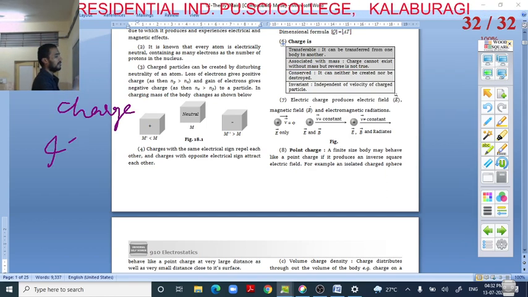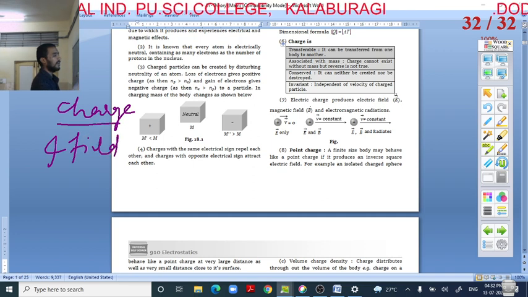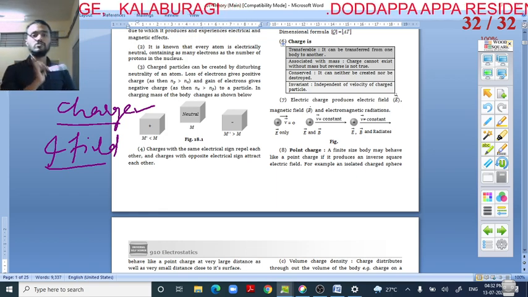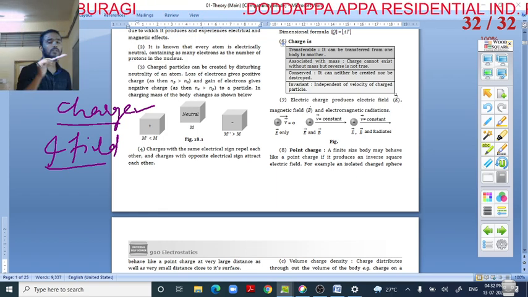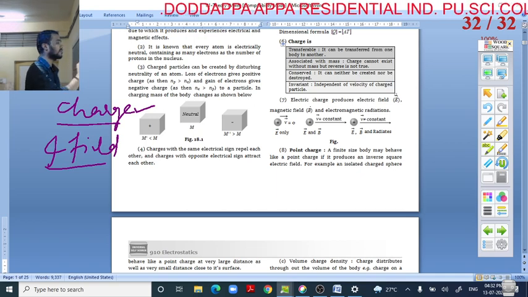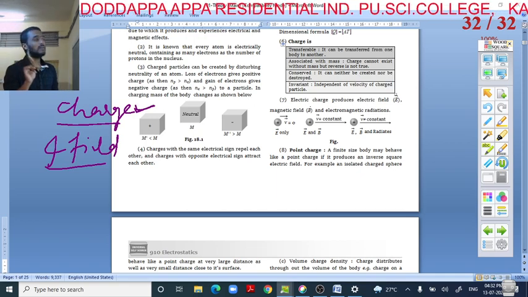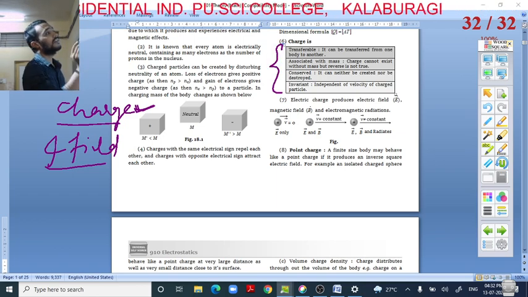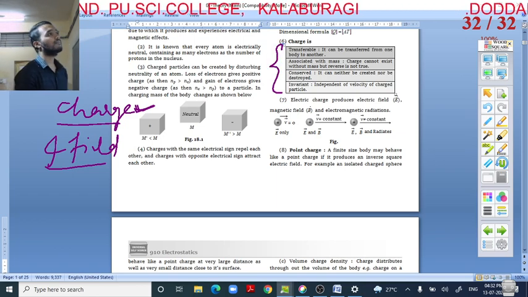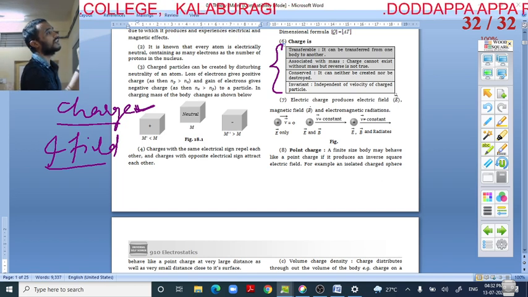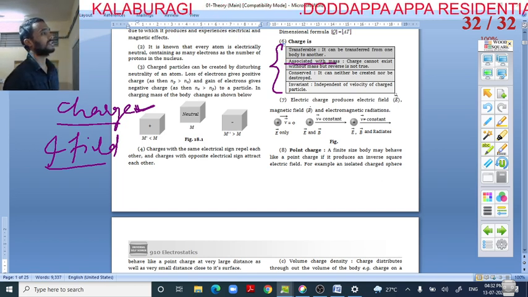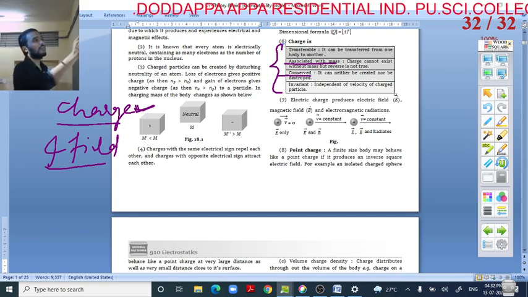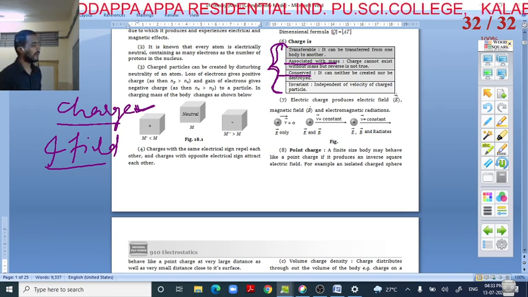Charge is a property of matter which experiences a force on other particles, and charge has a mass, so you may concentrate on the points here. Charge can transfer from one body to another body, at the same time associated with mass, and it is a conserved quantity. Charge is a conserved quantity. You may concentrate on these points.